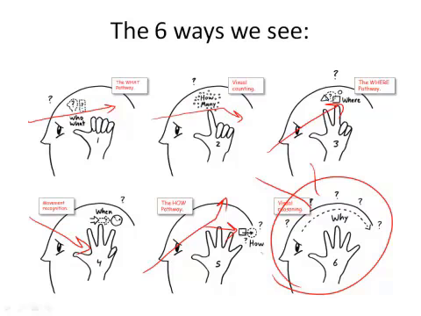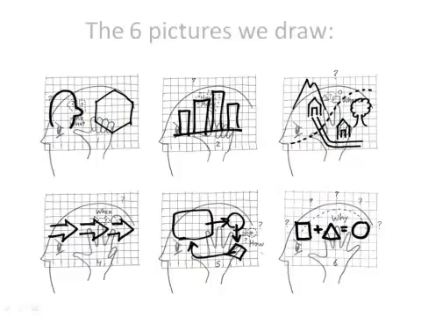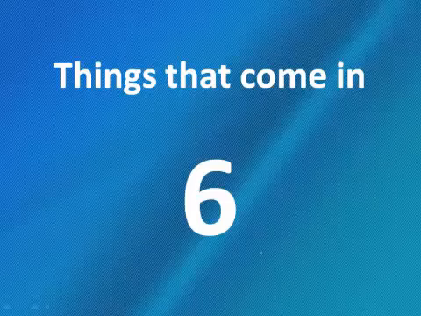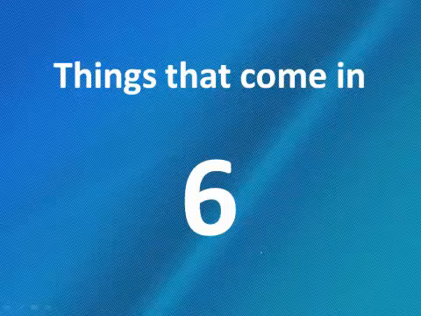So if we were to take that neurobiological set of lessons and begin to turn them into pictures, what we would find is that the 6 ways that we look at the world map very nicely to the 6 pictures that we draw to explain the world. We're going to go through these 6 in great detail for the rest of the time that we have. So before we do, I thought it would be interesting to think about things that come in 6. What are some of the things out there in the world that come in groups of 6, aside from vision?